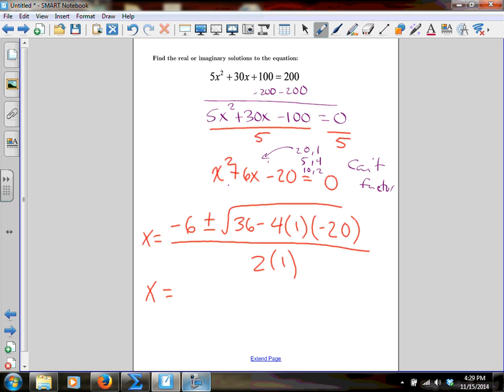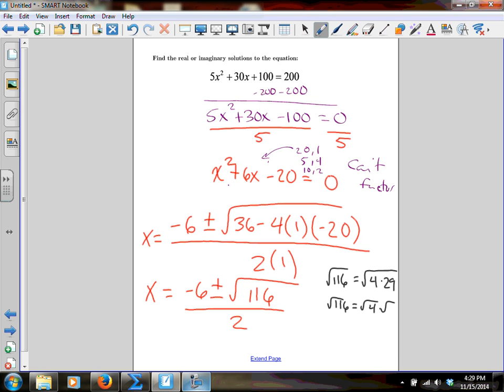So I'm going to get x equals negative 6 plus or minus the square root of 116 all over 2. Now, 116 is the same thing as 4 times 29. So the square root of 116 is the same thing as 2 square root of 29. So I have negative 6 plus or minus 2 square root of 29 over 2, which simplifies to that same answer I had before, negative 3 plus or minus the square root of 29.